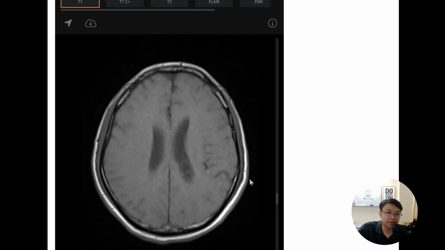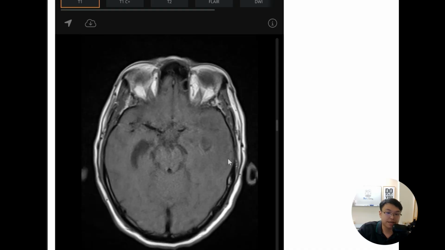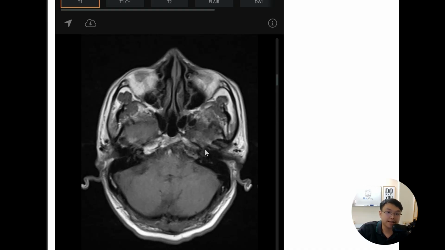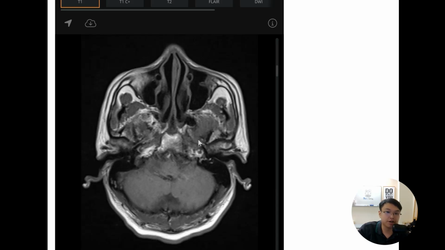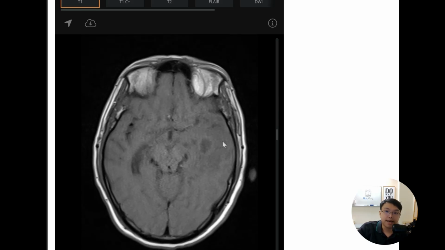For example, you can take a look, okay, at the bone marrow signal. Sometimes may be quite useful, especially if the disease entity involves bone as well, okay, although this is not the case in this particular disease. Another interesting thing that I want to point out is that you can see that there is a wall, okay, of this lesion, which is T1 hyperintense, okay.